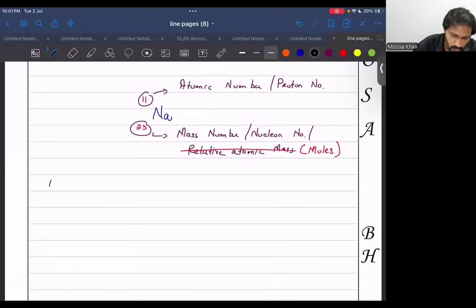Atomic number, another name for atomic number is proton number.